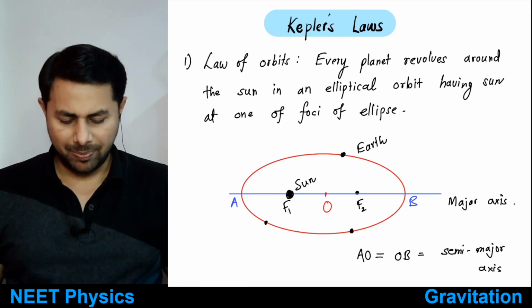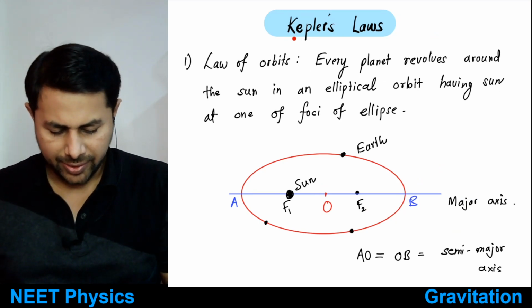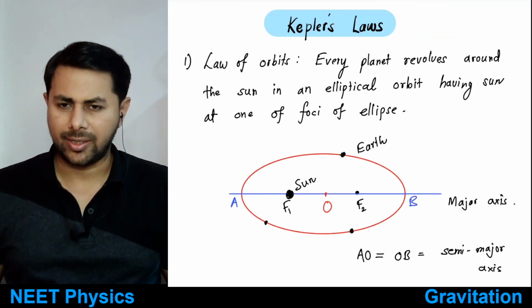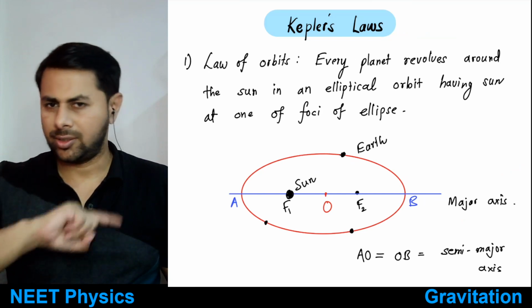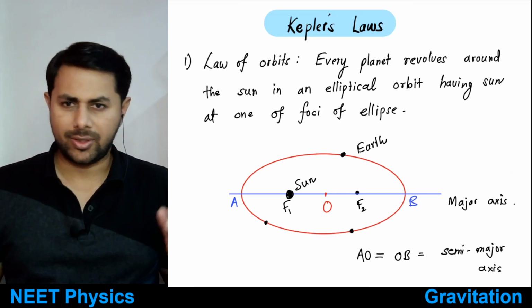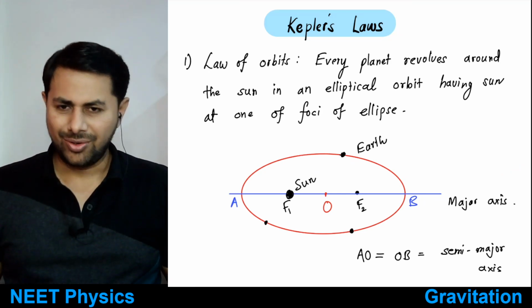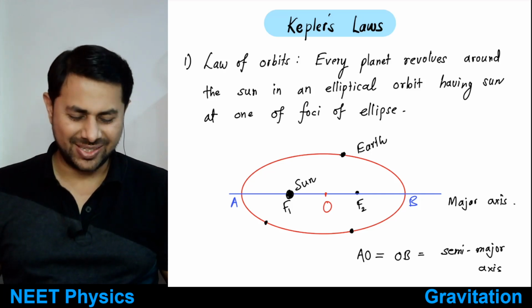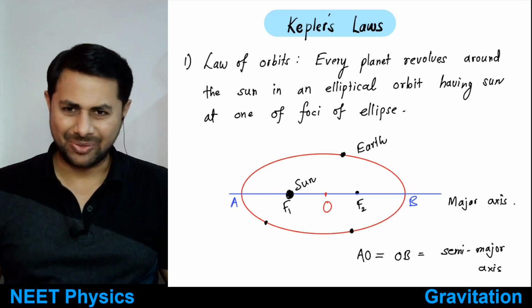So Kepler studied Tycho Brahe's data. Tycho Brahe was the physicist who studied the trajectory of planets for his whole life. He did only one thing: setting up the telescope, watching the planets, and recording the data. That was his work.